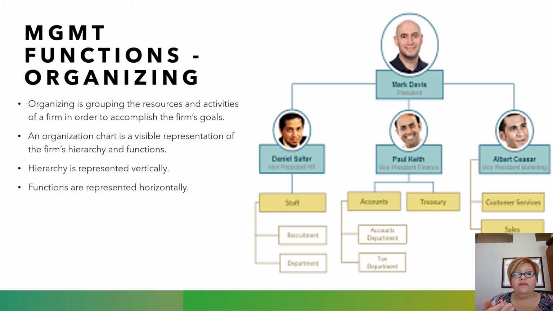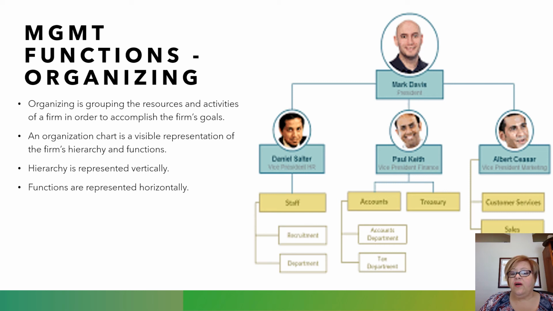And so in this slide, I give a really simple example of an organizational chart. But we start at the top with the president. And in this case, we've got a human resource vice president, a finance vice president, and a marketing vice president below. So this is a very simple company. Not sure what they do, it doesn't matter.